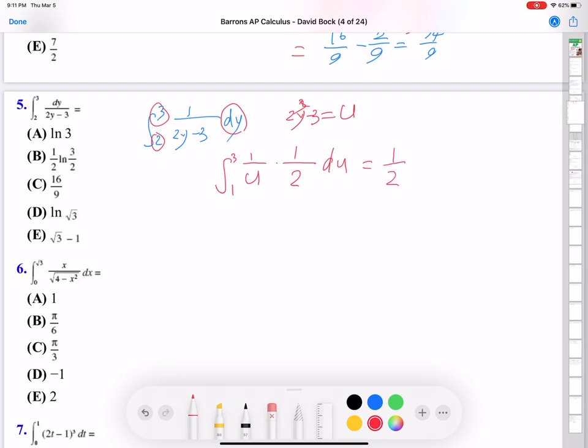What is the integral of 1 over u du? ln absolute value of u from 1 to 3. Plug in the top number, 1 over 2 ln 3, minus plug in the bottom number, 1/2 ln 1. ln 1 is 0, so what is left? 1 over 2 times ln 3 is left. So B is the answer.